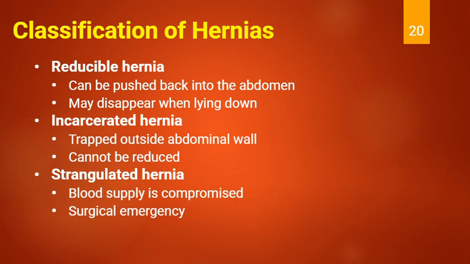Hernias are also classified based on whether the protruding tissue can be returned to the abdomen. A reducible hernia can be gently pushed back into the abdominal cavity or may flatten when the patient lies down. An incarcerated hernia occurs when the protruding tissue becomes trapped outside the abdominal wall and cannot be reduced. A strangulated hernia is the most serious type. In this situation, the blood supply to the trapped tissue becomes compromised. Without blood flow, the tissue can quickly develop ischemia and tissue death. Strangulated hernias require emergency surgical treatment.